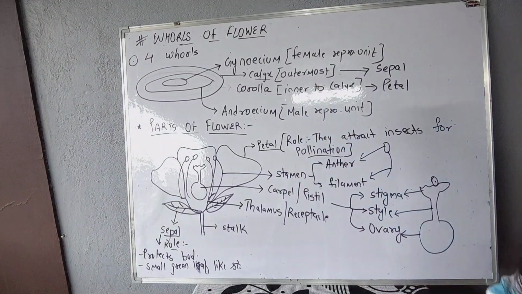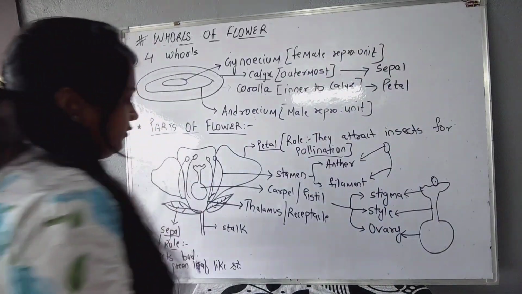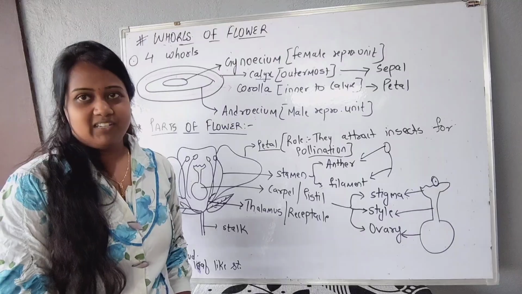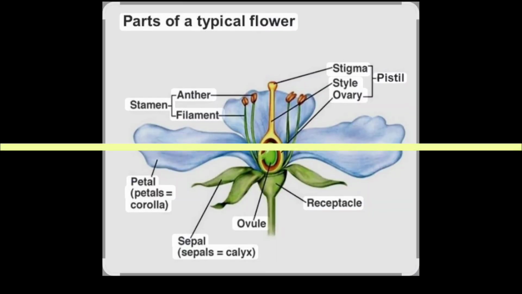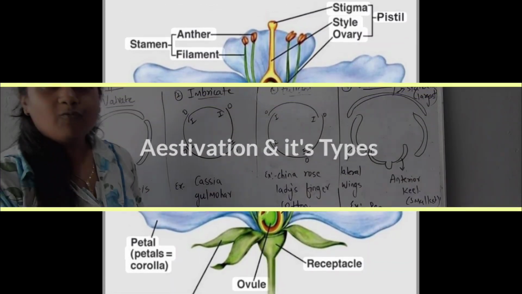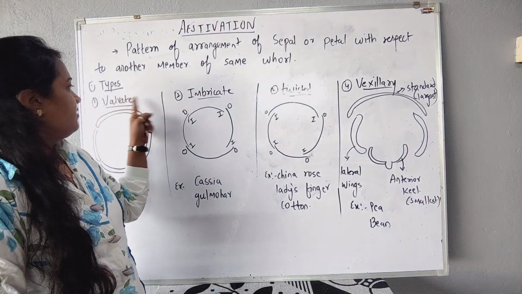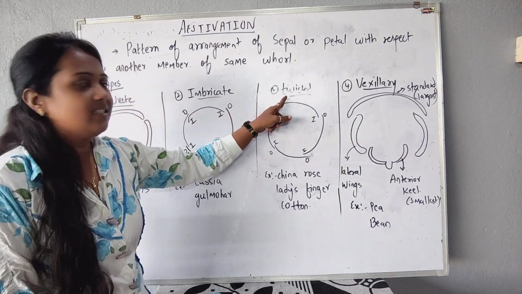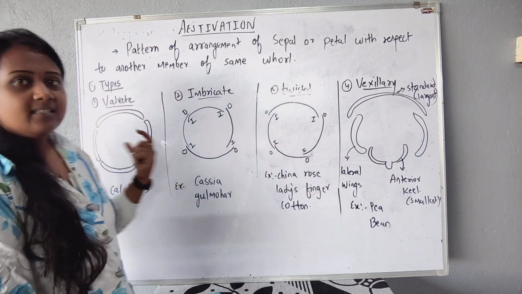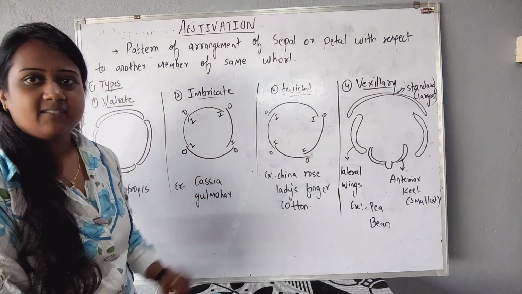So here we have seen the basic portion to understand aestivation. There are four types of aestivation. What are they? Valvate, imbricate, twisted and vexillary. These are the four types of aestivation.